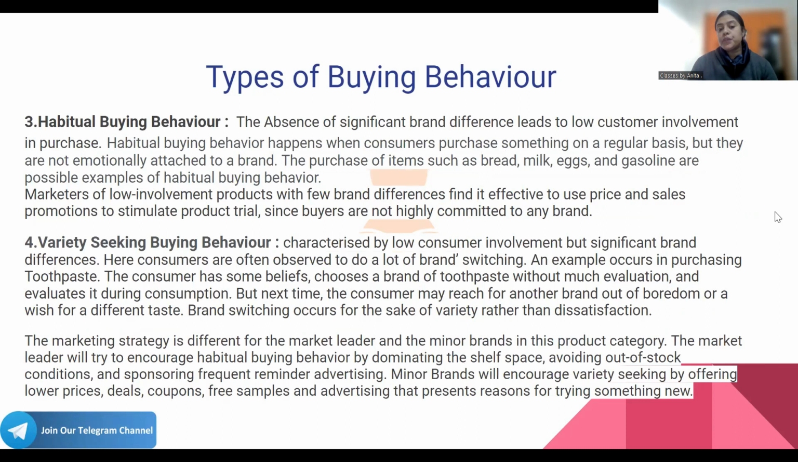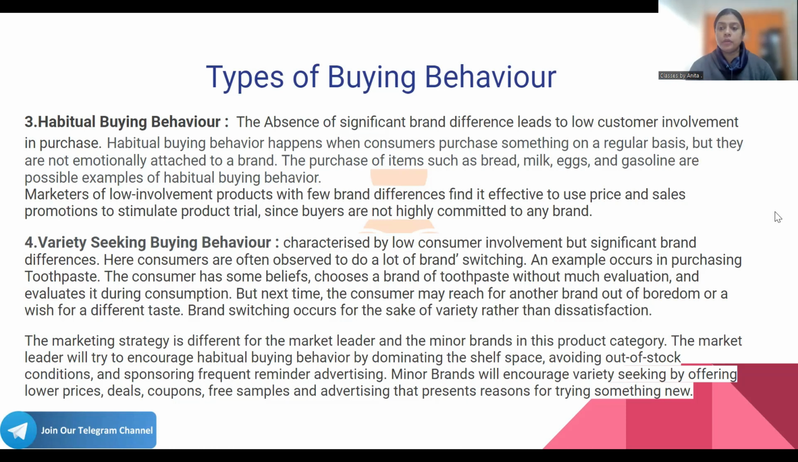So, the absence of significant brand difference leads to low customer involvement in purchase. There is not very much difference amongst the brands, and also the kind of product the customer is purchasing is of very low cost, like bread, milk, gasoline. I mean the regular basis products, right? Suppose I take English Oven bread, right? But today I am not getting that bread, so I can take Golden Harvest, right? I can take Mother Dairy, which is also offering bread, so you can take the bread of Mother Dairy. So marketers of low involvement products with few brand differences find it effective to use price and sales.